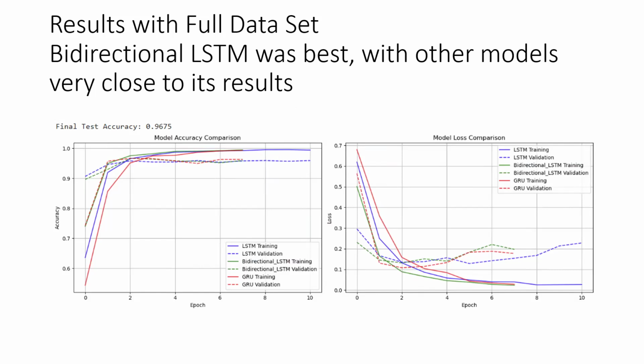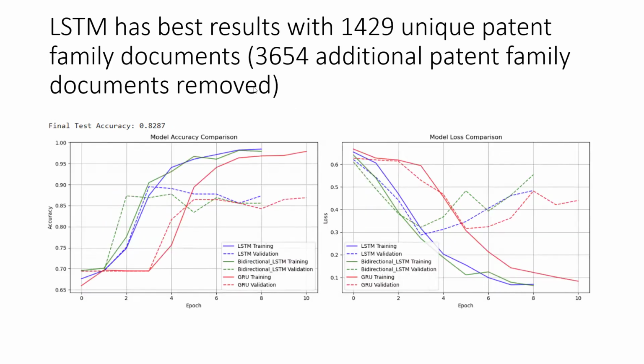So I decided to rerun this result, this time removing the additional patent family members. So there were 1429 unique patent family numbers in my data set. So I kept the first row from each patent family and removed all the subsequent rows. This time, my final test accuracy dropped significantly down to 0.8287, 83% from 97%, a significant drop.